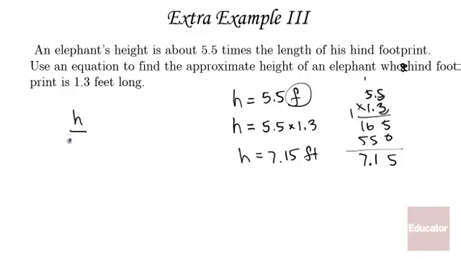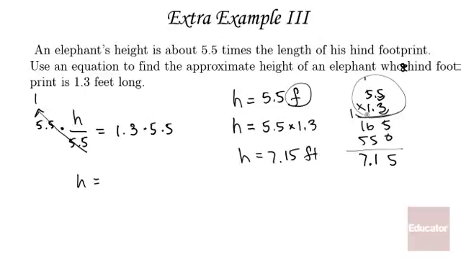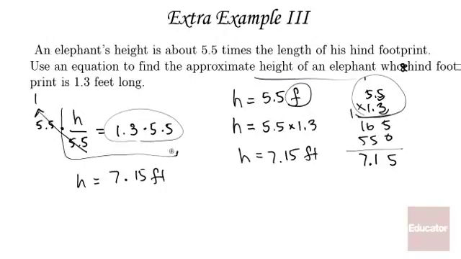Another way you could do this is to say that his height divided by 5.5 would equal his hind foot, 1.3. So the opposite of divide by 5.5 is times 5.5. This cancels to 1. And his height equals 1.3 times 5.5. Notice that that is exactly where we were on the last equation. This is very similar. So his height is 7.15 feet. Let's check and make sure we've answered the question. Use an equation to find the approximate height. So here's our equation. And his approximate height is 7.15 feet.